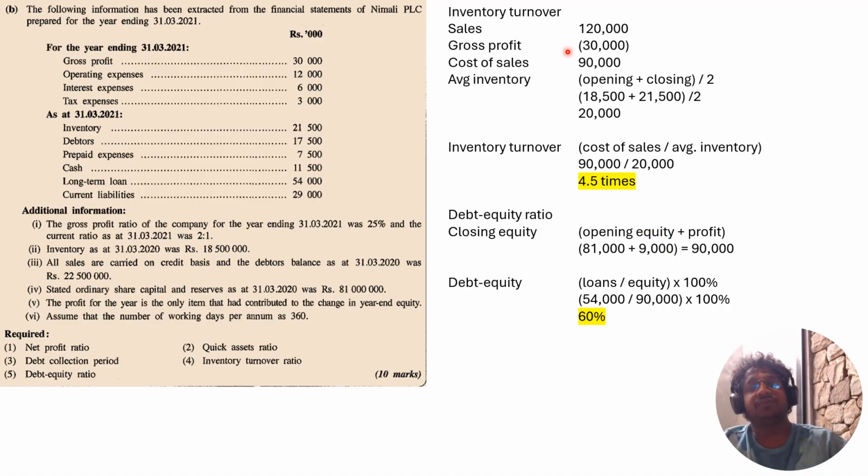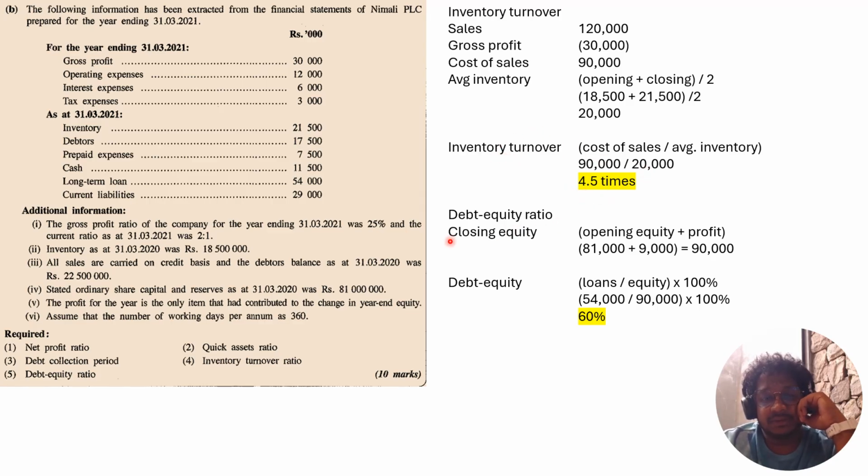And next, you have to find out the inventory turnover. To find out inventory turnover, you first have to find out the average inventories. The opening and closing inventories are given. Add them and divide by 2. So your average inventories are 20,000. To find out inventory turnover, cost of sales divided by average inventories. So your inventory turnover is 4.5 times.